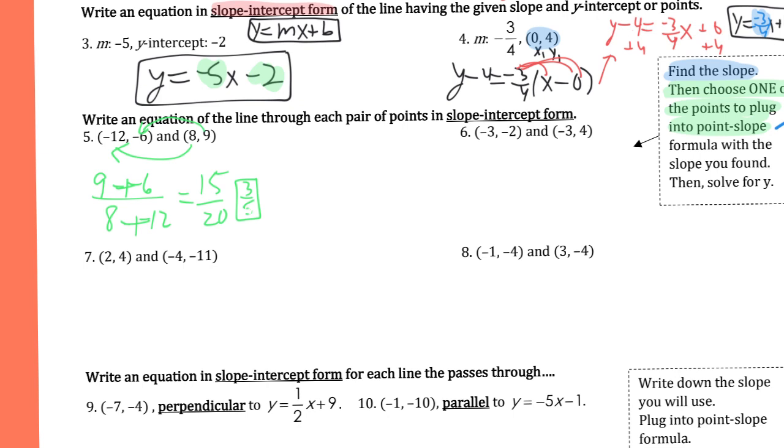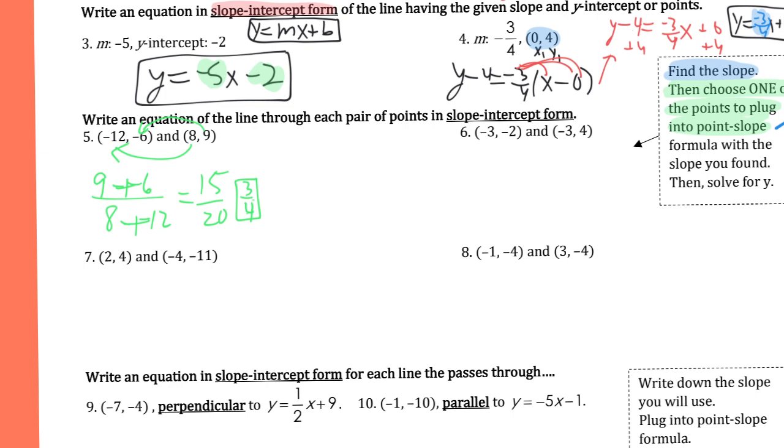Divide top and bottom by 5, and you would indeed get 3/4. So once we know the slope, we need the y-intercept. And the thing is, there's a couple ways to find it. If you look at your Delta Math directions inside there, they kind of use a different method, which is fine. And some of you guys might have learned doing that.